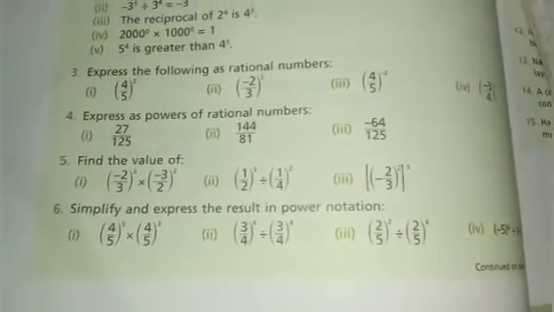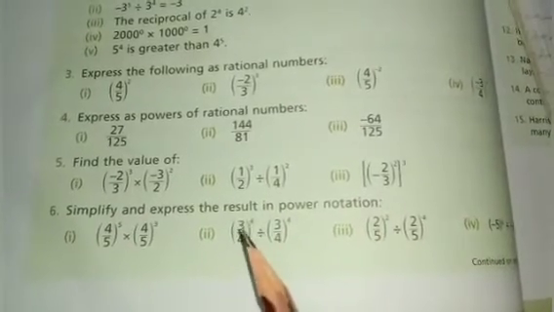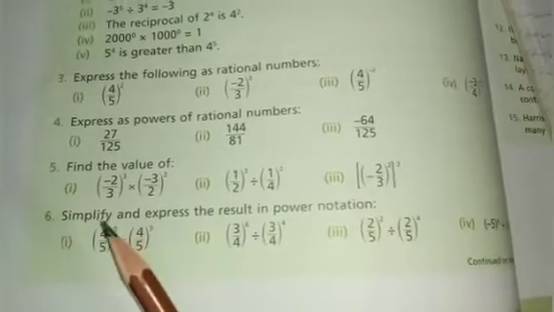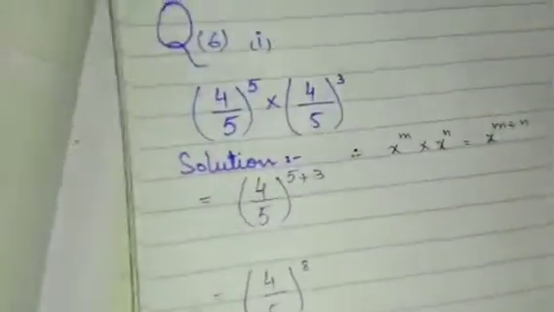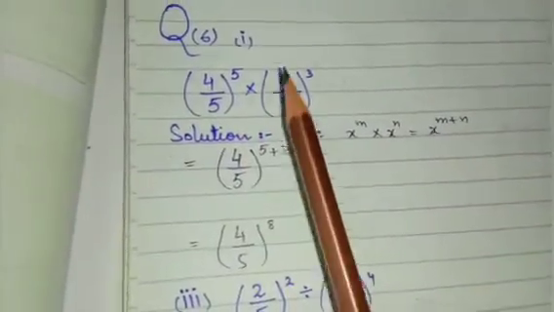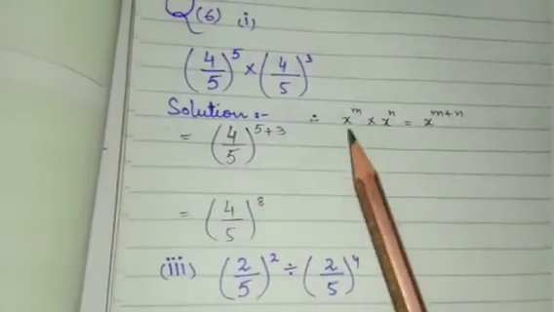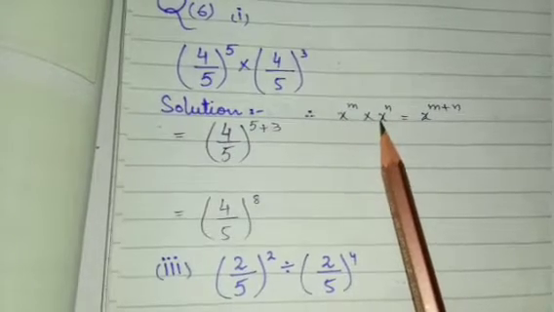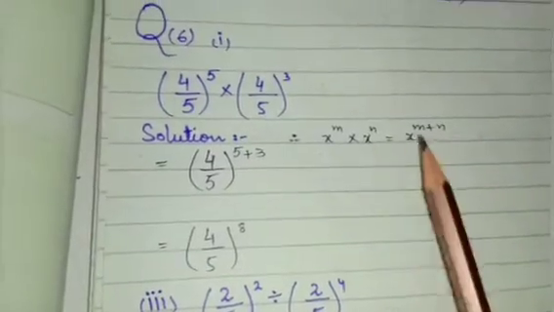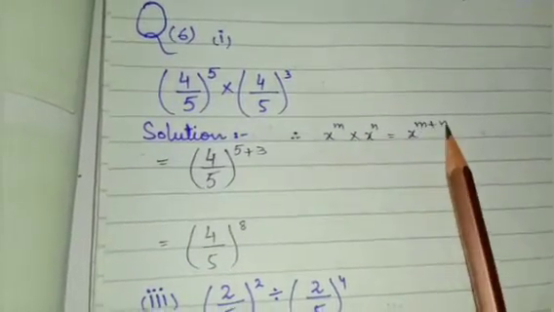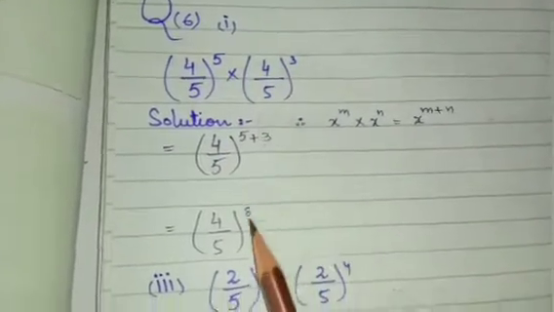Okay students, question number 6 is simplify and express the result in power notation. We have to give the answer in power notation. So the first part is 4 over 5 whole power 5 multiplied by 4 over 5 whole power 3. Their bases are the same but the powers are different and the multiplication sign is between them. So by the first law, if the bases are the same and the powers are different in the product of two rational numbers, then the answer will be x, powers will be added, m plus n. So 4 over 5 whole power 5 plus 3, that is equal to 4 over 5 whole power 8.